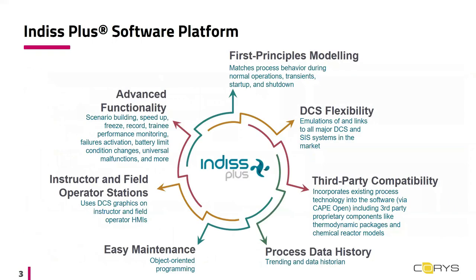CORYS owns a proprietary simulation platform called Indiss Plus. It's high fidelity and extremely accurate in its matching of the actual plant performance, and it can be used for DCS link or emulation. It allows for linking to third-party software via the CAPE-OPEN Interface Standard, which allows for plug-and-play interoperability with third-party process modeling components, such as compressor or reactor models. It includes a trending and data historian, and it allows for DCS graphics on the instructor station and field operator station HMIs. And it has advanced functionality, which we're going to get into in just a few minutes when we run the software demo.